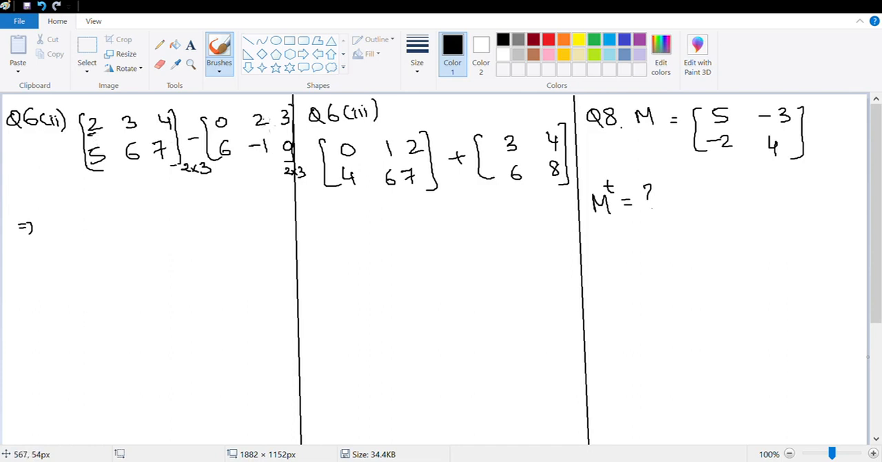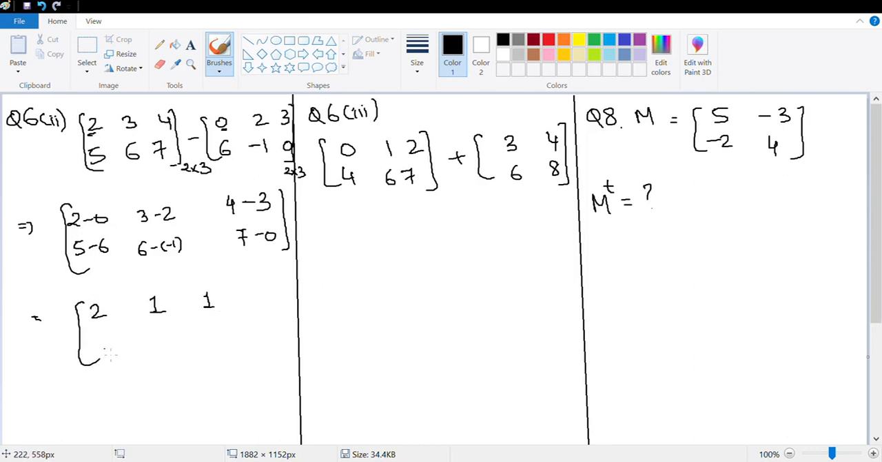So I will look at the first one, 1 1 and 1 1. So 2 minus 0, this is 5 minus 6, 3 minus 2, 6 minus minus 1, 4 minus 3, and 7 minus 0. So this is 2, 3 minus 2 is 1, 4 minus 3 is 1, 5 minus 6 is negative 1, 6 minus minus 1 is 7, and 7 minus 0 is 7. So that's my final answer.